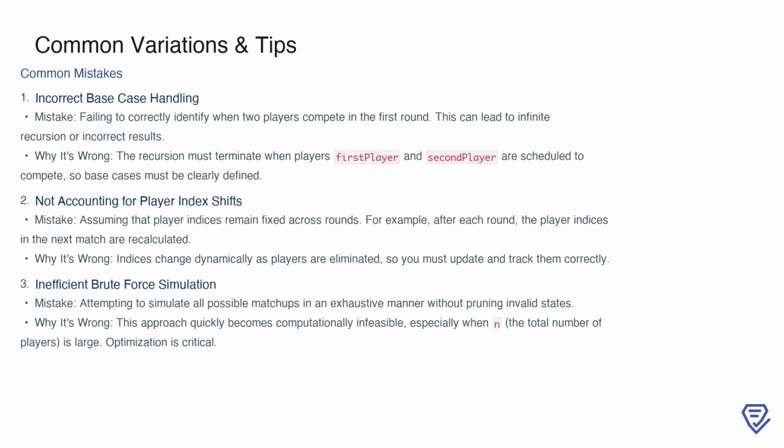Here, we're discussing some common mistakes that arise when solving this problem. First, failing to correctly handle the base case is a frequent issue. Remember, the recursion needs to terminate when the first player and second player are scheduled to compete. If this condition isn't properly identified, it can lead to infinite recursion or incorrect results.